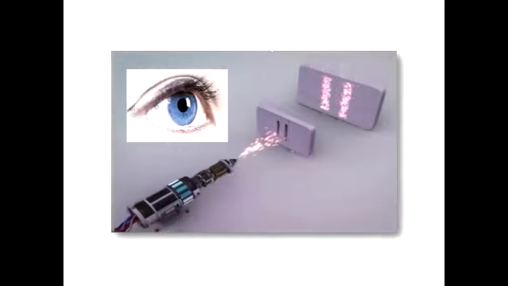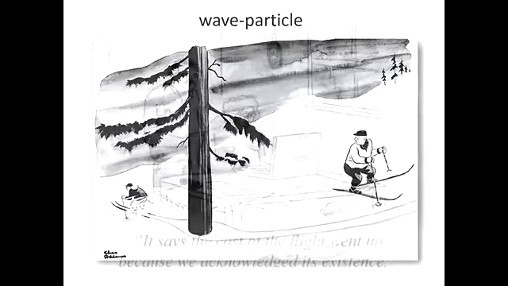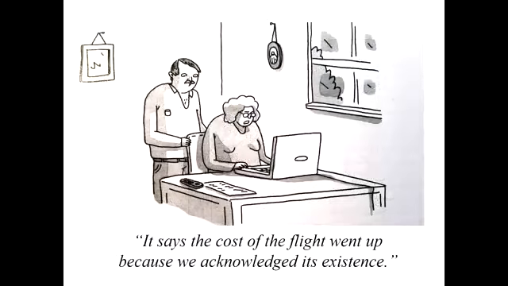The mystery is that as soon as you do know, by any means, which of the two slits the particle goes through, then you get a pattern that looks like it's particles. This, of course, leads to the famous wave-particle duality. And in a much more practical sense, it leads to this sort of thing. The caption says the cost of the flight went up because we acknowledged its existence.